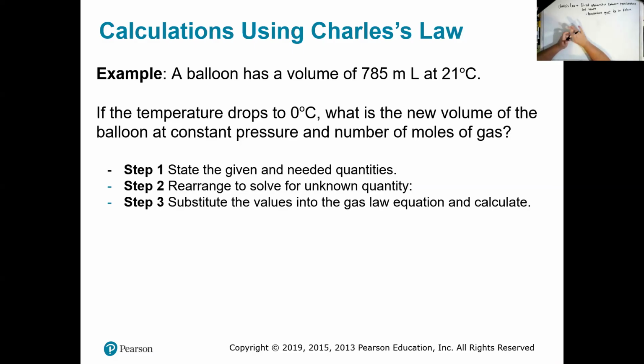All right, we have a balloon that has a volume of 785 milliliters at 21 degrees Celsius, and the temperature is going to drop to 0 degrees Celsius. What is the new volume of our balloon at constant pressure and moles of gas? Okay, so we start out with writing out Charles' law.